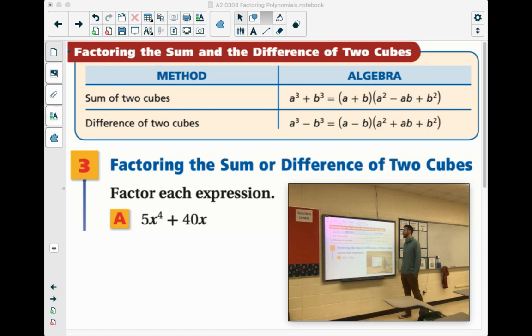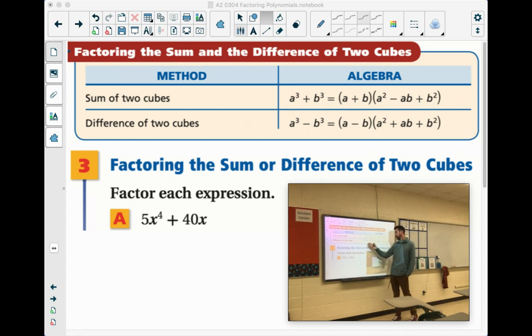Factoring the sum and difference of two cubes. When you have the sum of two cubes, a to the third plus b to the third, it factors this way. You got a plus b in one set of parentheses, and then in the other set you have a squared minus ab plus b squared.